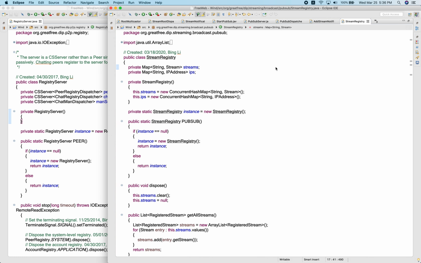right? That's very important. You can see here there is a registry because the pub sub server is a type of registry. It's similar to this registry server. However, it's an upper level registry. Another, this is the registry for streams. This is the registry server for the IP addresses. It's a low level one.